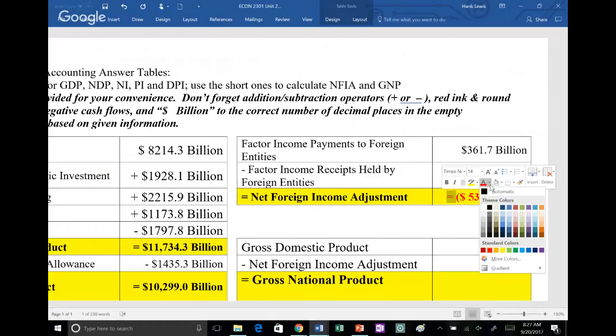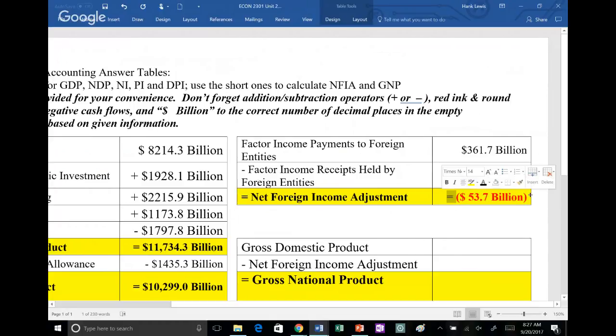The red ink around parentheses is specifically reserved for the negative cash. Now the round parentheses are for people that are red-green colorblind, because they need to be able to see that this thing doesn't look like the typical cash value. These two values up here are both in black ink because they're both positive values. You're subtracting one positive value from another.